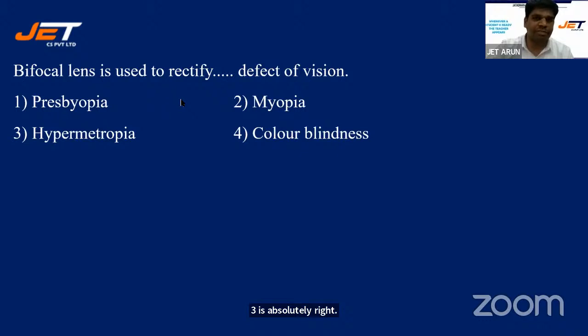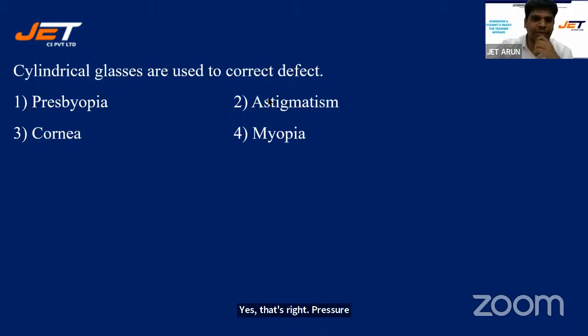Bifocal lens is used to rectify dash defect of vision. This is pretty simple. I'll quickly review the key. Yes, that's right. Presbyopia. Cylindrical glasses are used to correct dash defect. Presbyopia, astigmatism, cornea, myopia. Cylindrical lenses, students. This also is pretty factual. Yes, 2 is absolutely right, students.